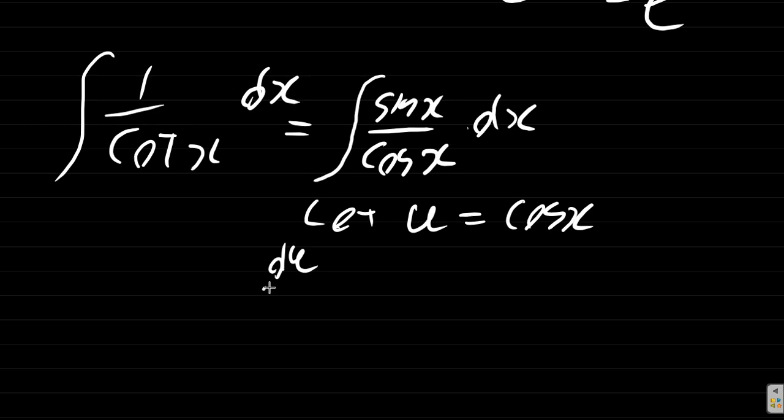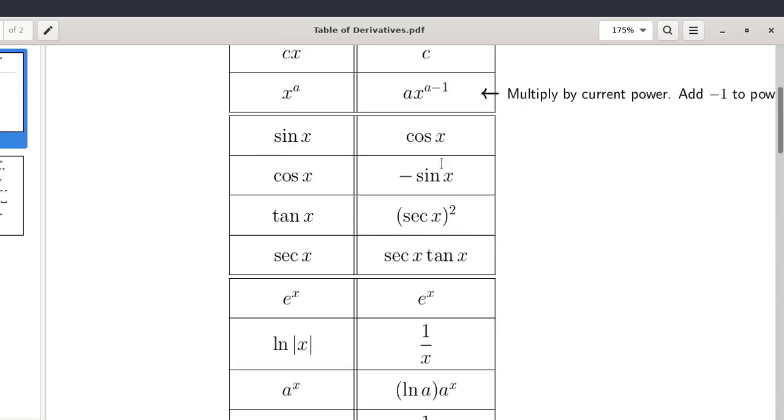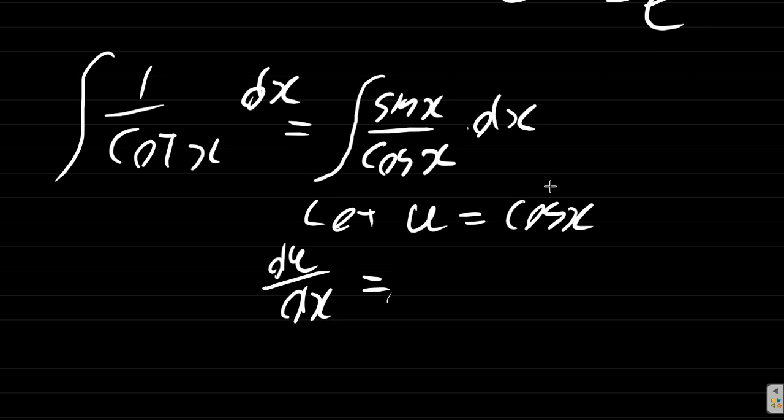So du by dx equals, well, in this case, when you differentiate sine, you get cosine. So when you integrate cosine, you get sine. Alright? So here, remember, if you look at your table of derivatives, when you differentiate sine, you get cosine. So when you integrate cosine, you get back sine. Alright? So du by dx is sine x.